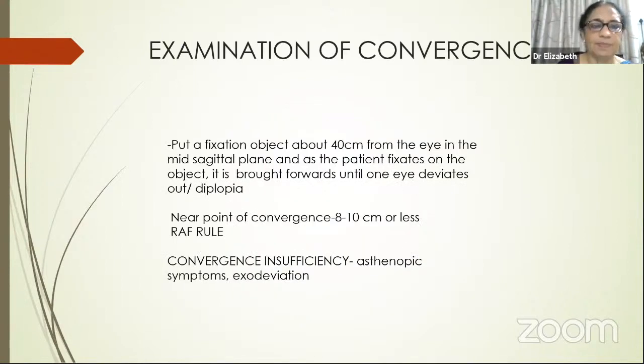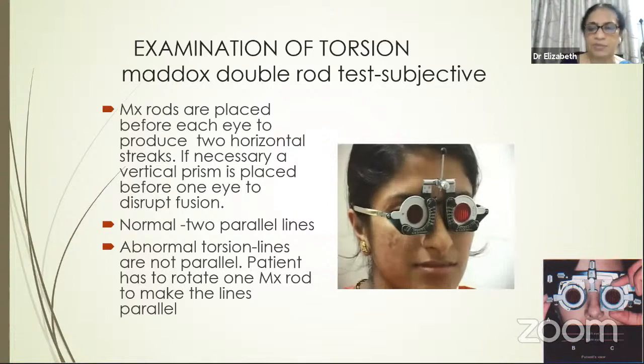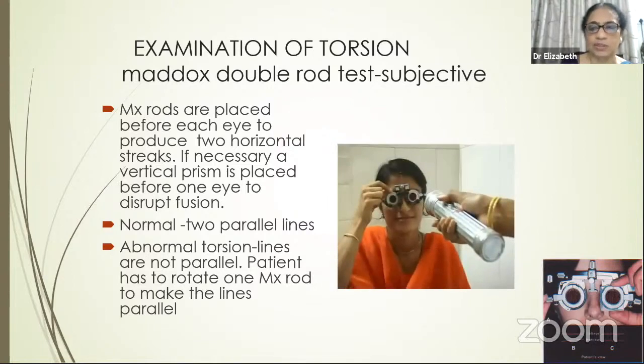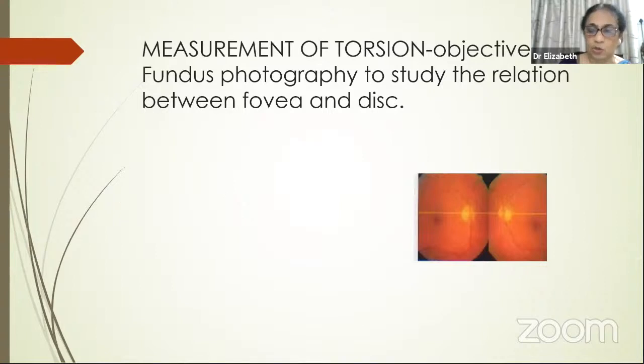After that, we have to examine convergence. You can use an object about 40 centimeters in front of the eye, which is brought forwards towards the eyes, and look for the point when the eye deviates outwards or diplopia occurs. Or you can use the RAF rule. If there is convergence insufficiency, it can produce asthenopic symptoms, exodeviation, etc. Torsion has to be examined by the double Maddox rod test as shown in this video. Torsion can also be examined by looking at the fundus by indirect ophthalmoscopy or fundus photograph, looking at the position of the fovea in relation to the optic disc.